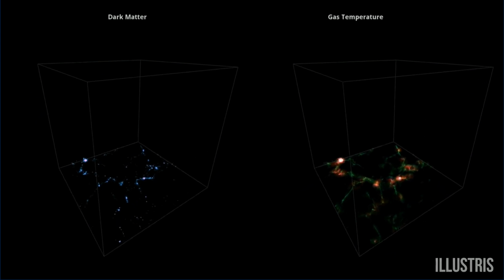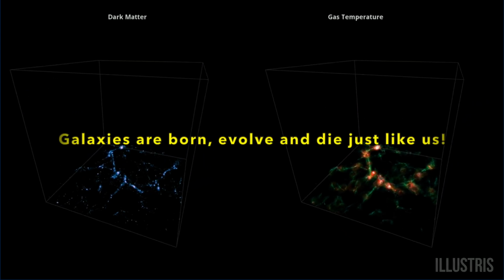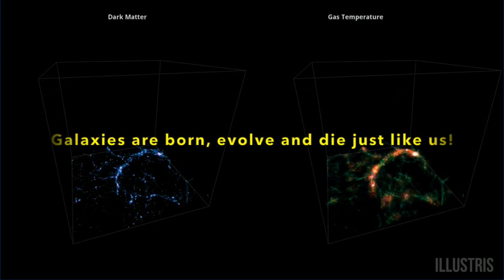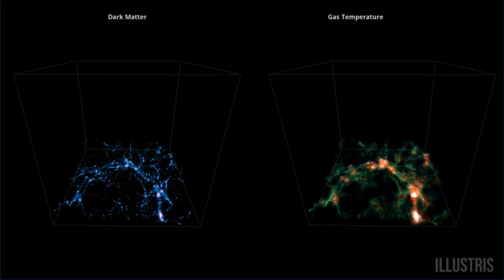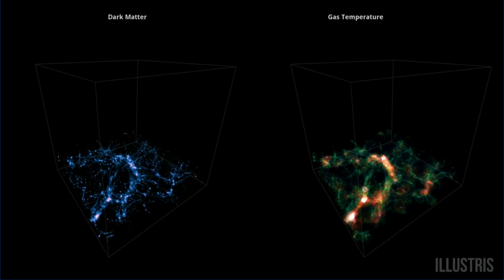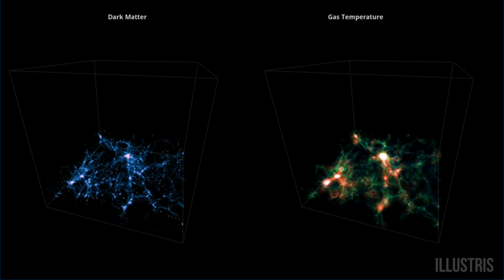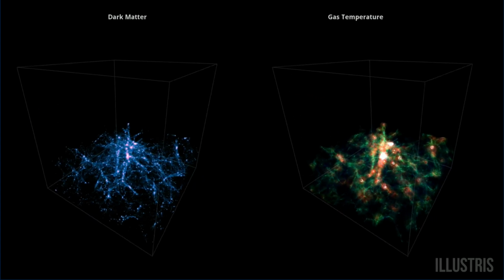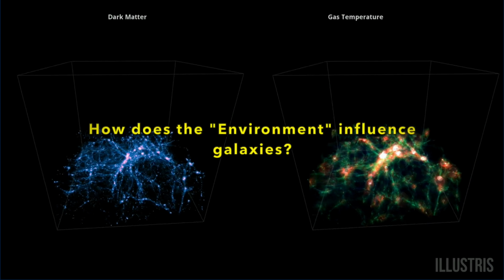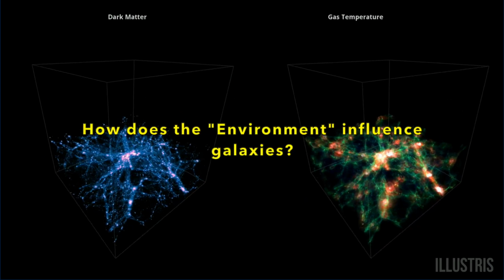Hi there! Did you know that galaxies are born, evolve, and die just like us? Their evolution and properties are determined by the environment they live in, just like a human being's personality is a combination of the traits they are born with as well as the society they grow up in. In this video, we'll discuss how this society, aka the environment, frames the life of a galaxy. Let's begin.